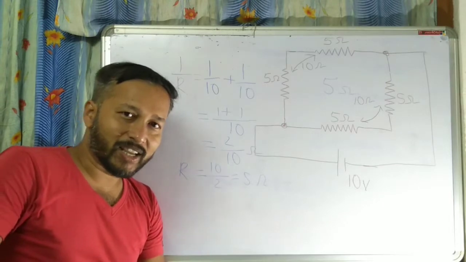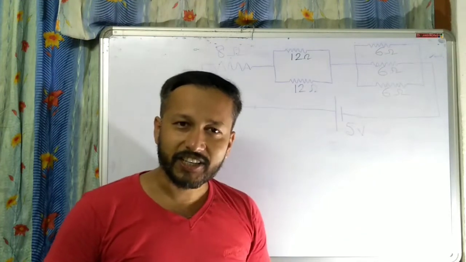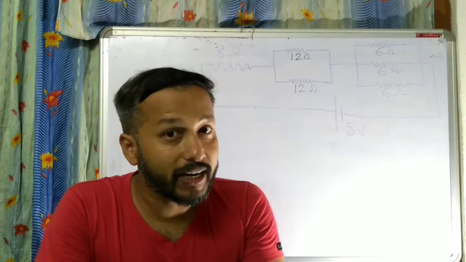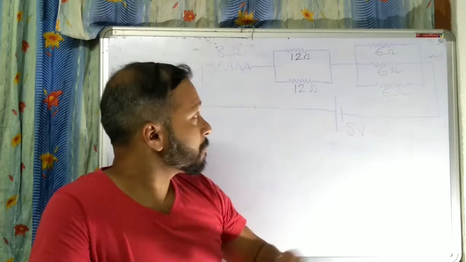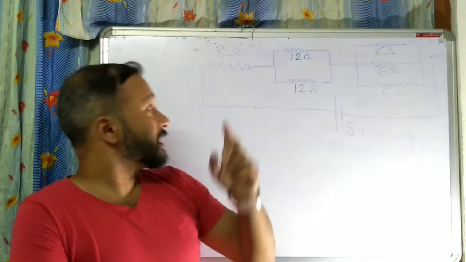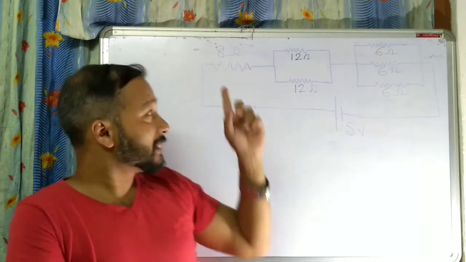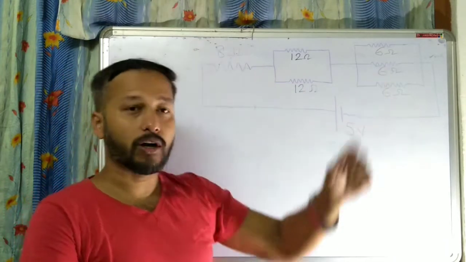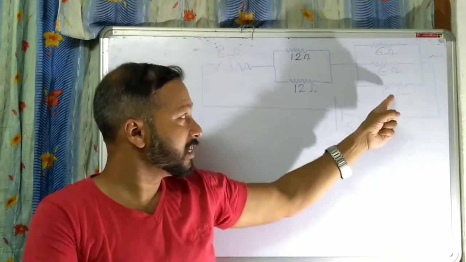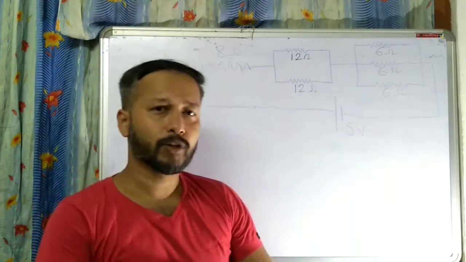Fine. Let us go for another sum. Now see this circuit. In this circuit, few resistances are connected in series and few are in parallel. All these 6 ohm are in parallel, whereas all these 12 ohm are also in parallel, but this 8 ohm is in series with all. So first we have to calculate this whole combination, then this combination, then we'll add all. Let us do it.